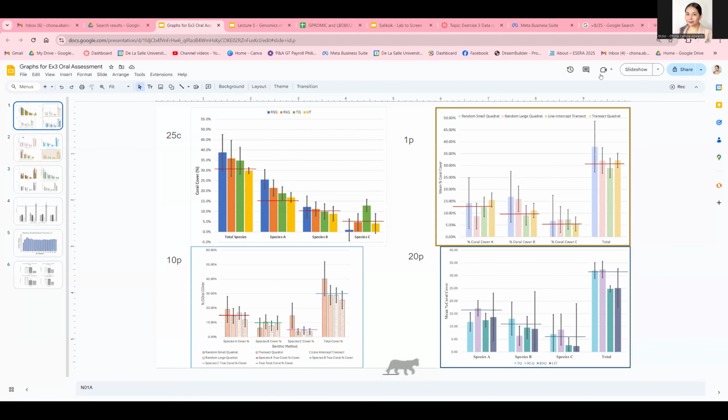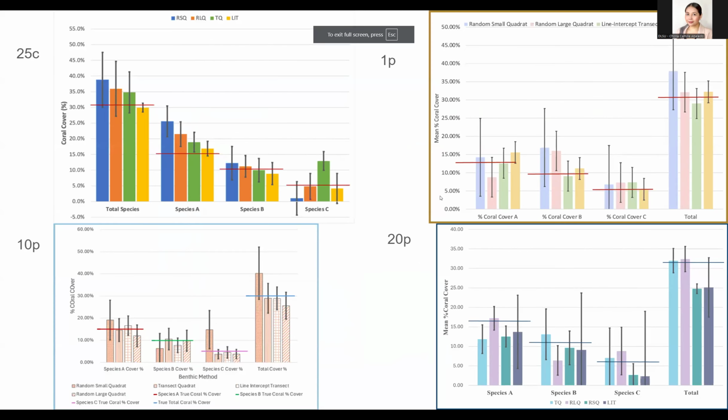Just to give you an idea on how you can put the true value line, these are some examples of graphs created by previous batches. So you have to create separate true value lines per species and for total. So at least tama na magkakasama yung species A, B, C across methods and then total.